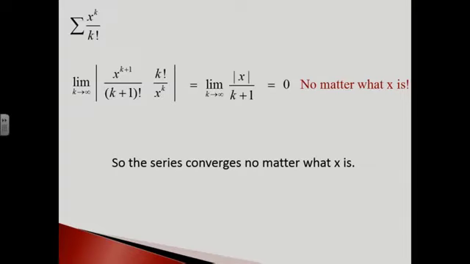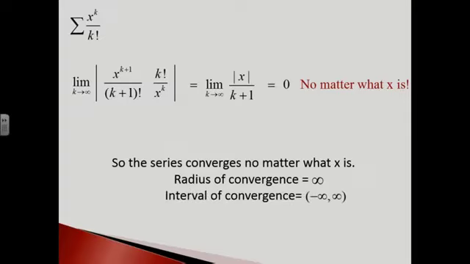Reducing the common terms gives the limit when k tends to infinity of the absolute value of x divided by k plus 1. This limit is 0 for every value of x. So, the series converges no matter what x is. The radius of convergence is infinity. The interval of convergence is the entire real line.